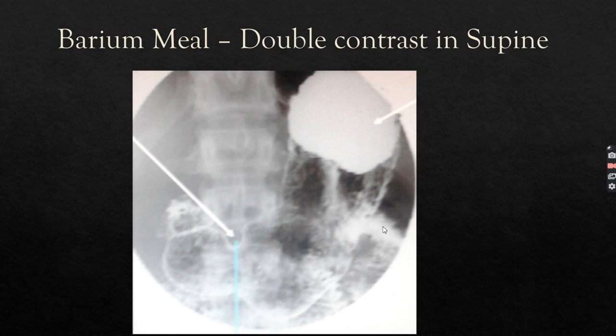Now, this is one example again, the barium meal, double contrast in supine position. You can see the arrows: the fundus, the body, the antrum part. This is the duodenum part, the loop, and you can see the barium as well as the presence of air, the double contrast mucosal view, right? And this is the vertebral column.